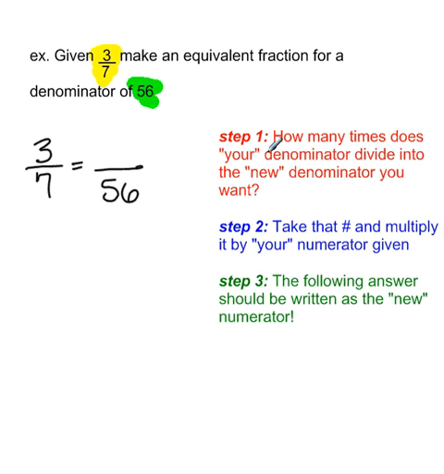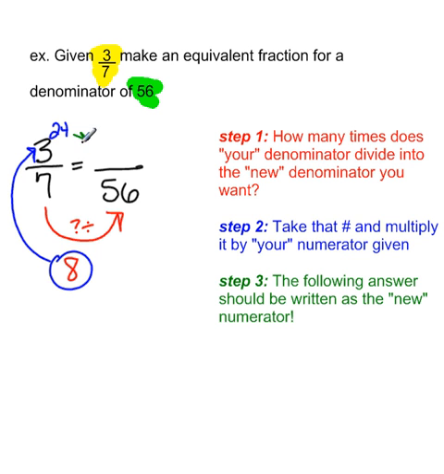Step 1, how many times does your denominator divide into the new denominator that you want? How many times does it divide into? 7 will go into 56 8 times. All right, step 2. Take that number and multiply it by your numerator that you already had. And 8 times 3 is 24.